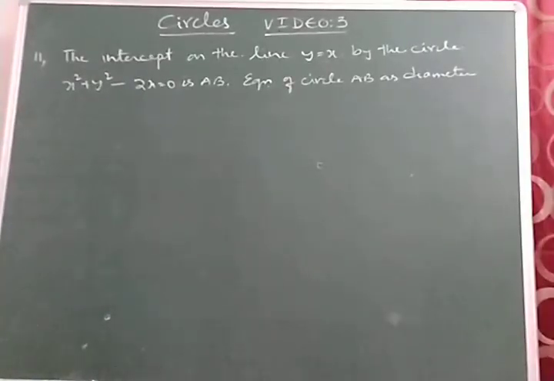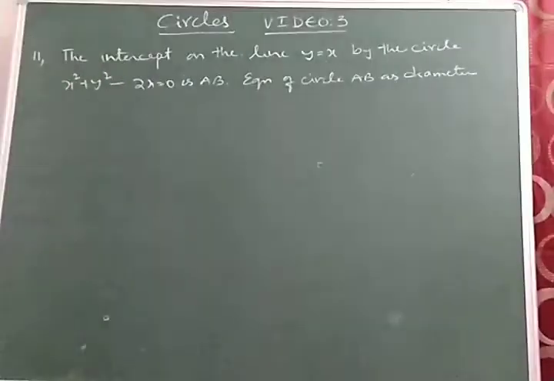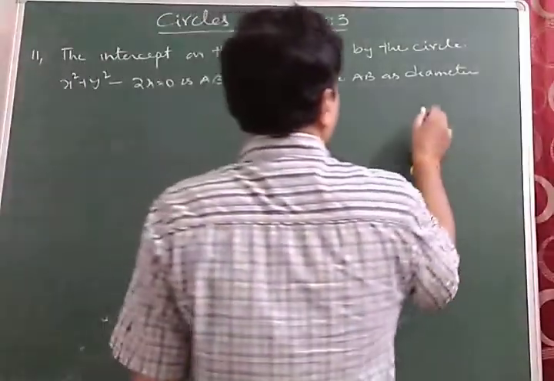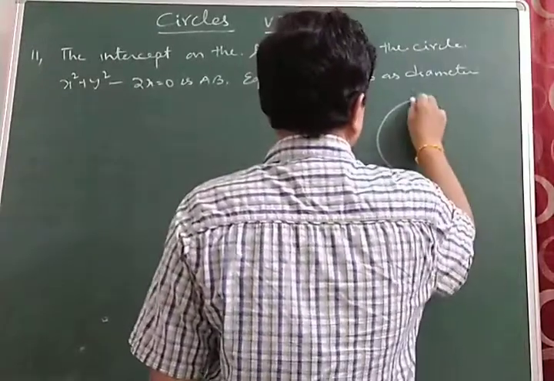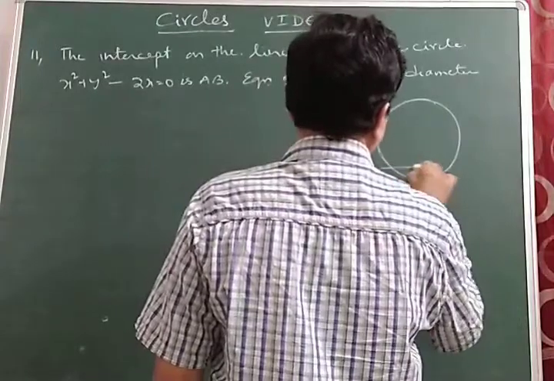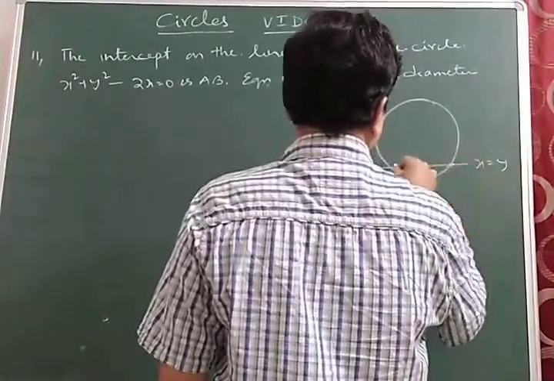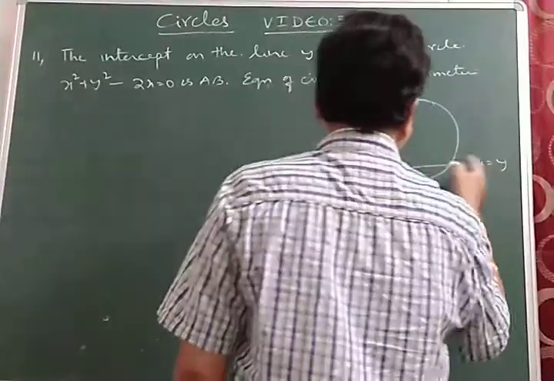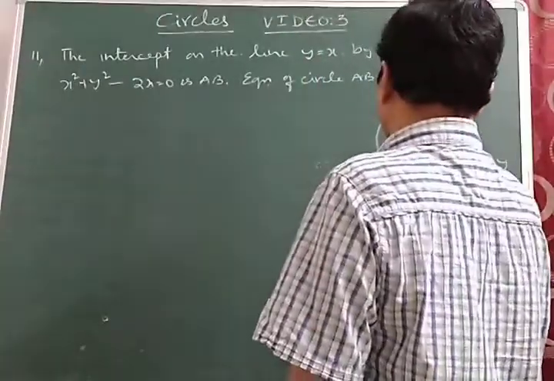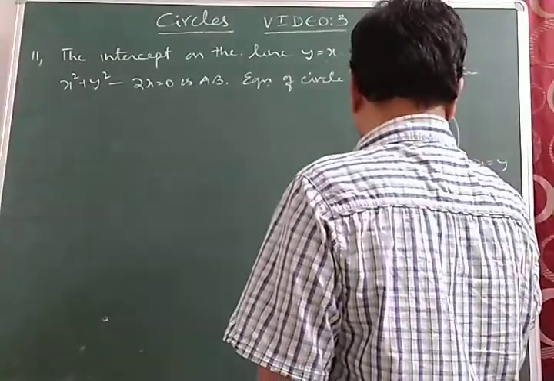11th question. The line y is equal to x intersects the circle x square plus y square minus 2x is equal to 0 at A and B. The equation of the circle with AB as diameter is. This is the given circle x square plus y square minus 2x is equal to 0. And this is the line x is equal to y. The line x is equal to y cuts the circle at A and B. If you take the circle with AB as diameter, it is this one.